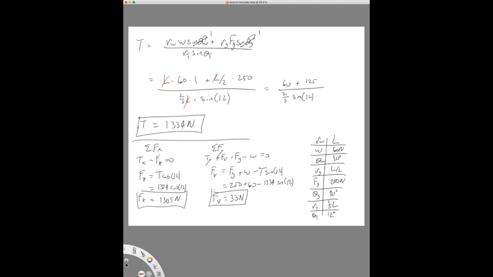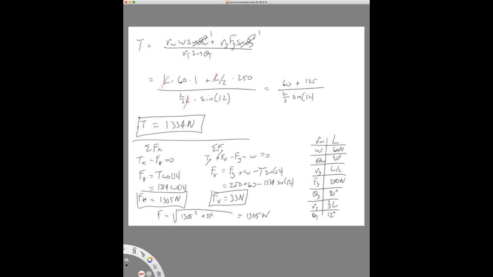Okay, and I don't know if we want to find the compression force on the spine, so we want to find the magnitude of this thing. So that magnitude would be the square root of 1305 squared plus 33 squared, which is still about 1,305.